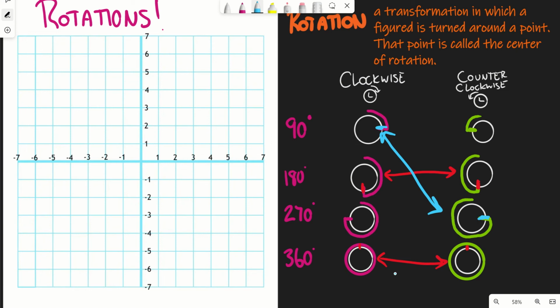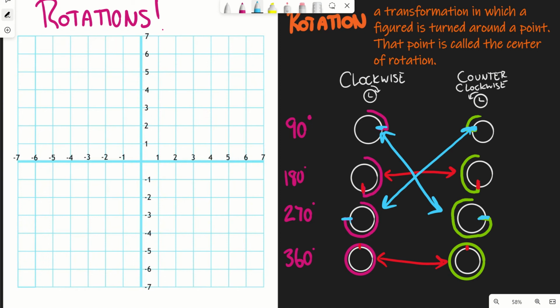And same with 90 degrees counterclockwise and 270 degrees clockwise. They both end us here on the left side. Okay, so 90 degrees clockwise is the same as 270 degrees counterclockwise. 90 degrees counterclockwise is the same as 270 degrees clockwise. So even though they have different names, they both will end up in the same place. And you can do the same thing for both of those movements.